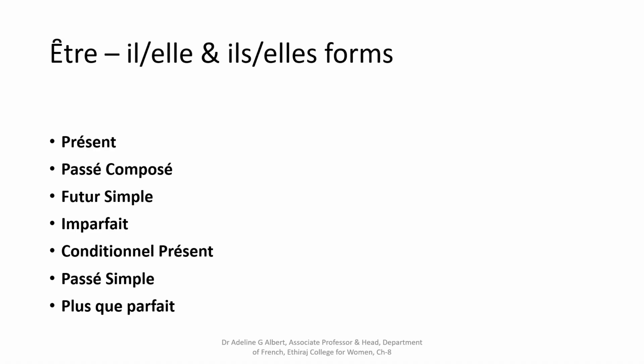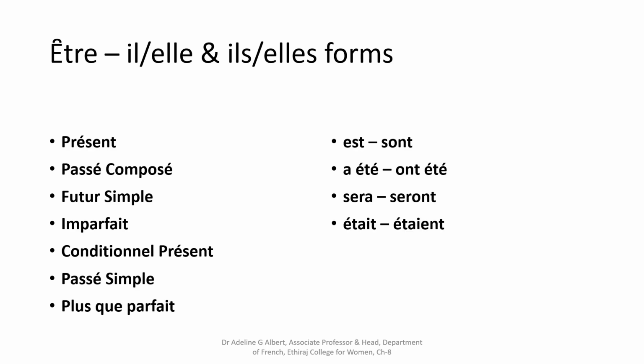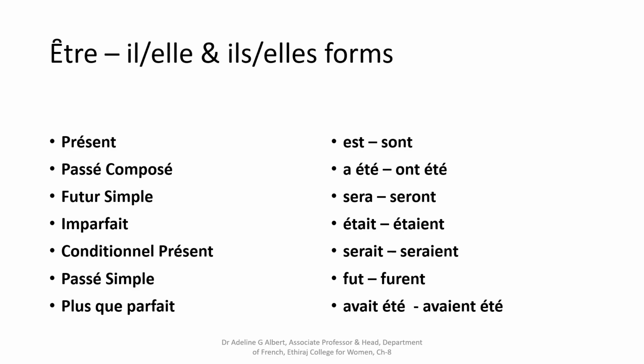Now, memorize these forms of être. You only have to memorize il and the singular and the plural forms. D'accord? So, présent, singular is est, plural is sont. Passé composé, singular is a été, plural ont été. Futur, sera, seront. Imparfait, était, étaient, same sound, different spellings. Conditional present, serait, seraient, same sound, different spellings. Passé simple, fut, furent. Plus que parfait, avait été, avaient été, same sound, different spellings. So spend some time and memorize the forms of être.